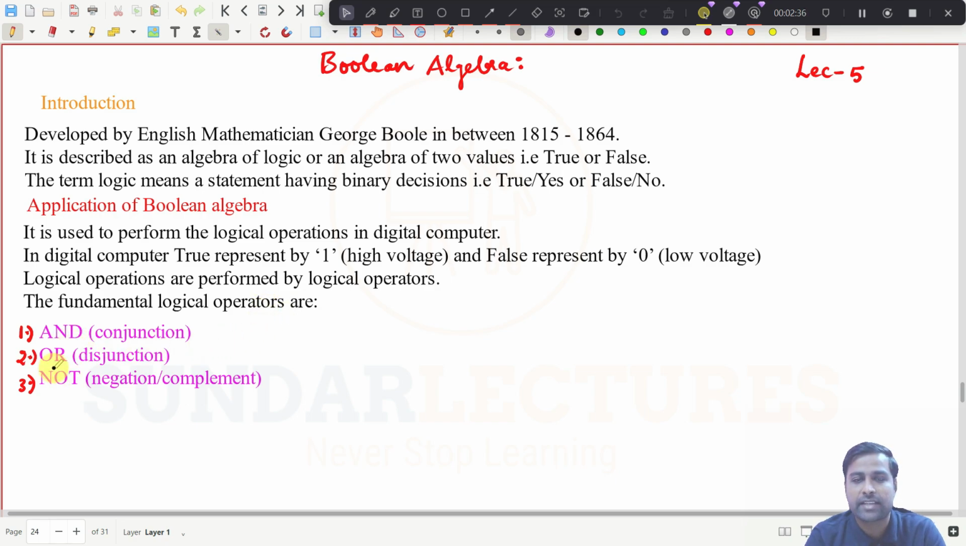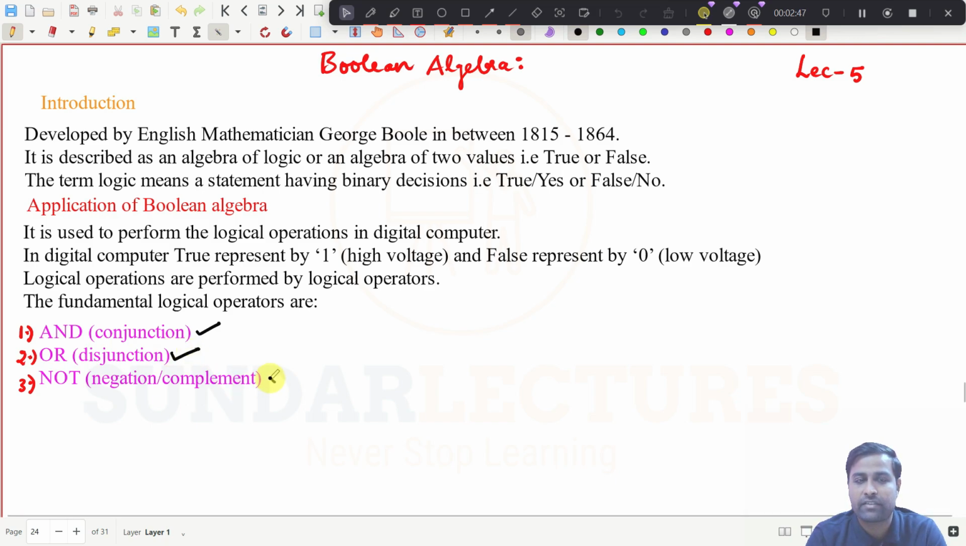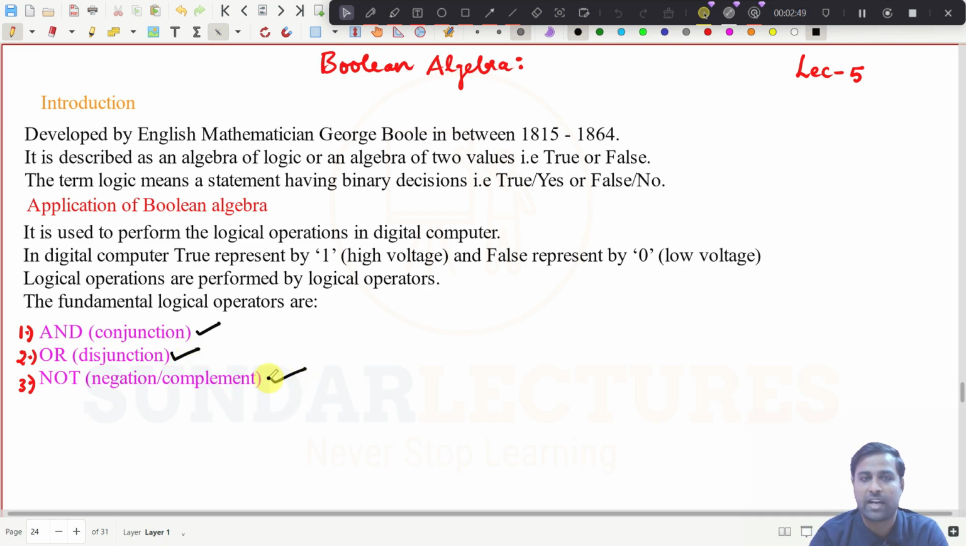What are the three fundamental logic operators? One is AND, the second is OR, and the third is NOT. AND we generally call conjunction, OR we call disjunction, and NOT we call negation or complement.